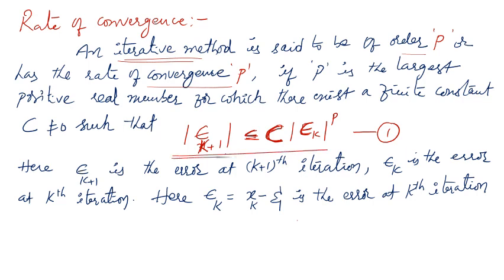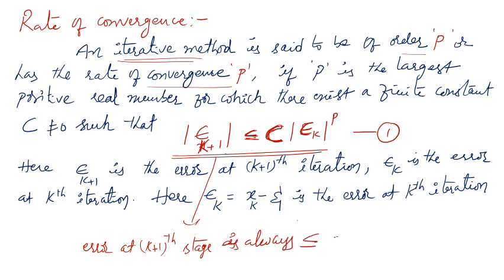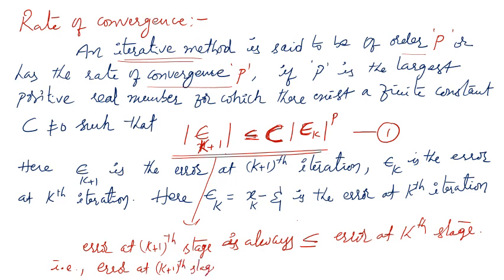What is the meaning of this statement? Error at k plus 1th stage is always less than or equal to error at kth stage. This is the meaning. That is, error at k plus 1th stage has an upper bound. That means error is bounded.